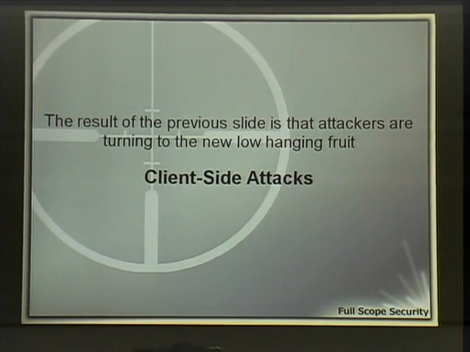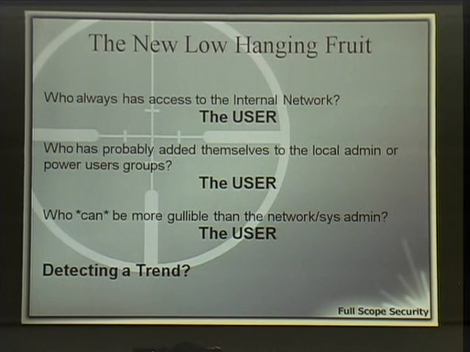And that's why we're here today. Everybody in this room and everybody that's sitting behind your computers, they're your weak link. Why are they the weak link, and why do we go after them? Well, they always have access to your data. They're connected to your network already. They've probably added themselves to your local admin group because nobody knows how to configure things properly. And they're always more gullible than your network admins.